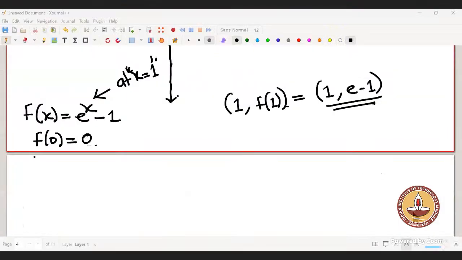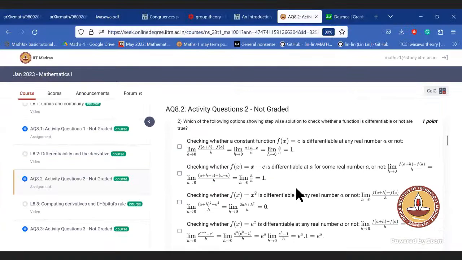Okay, anything else? Any doubt? Yes, sir. I have a doubt on activity 8.2, the second question. The doubt is why the first option is wrong and the last option is right. You can see the question on the screen, right?